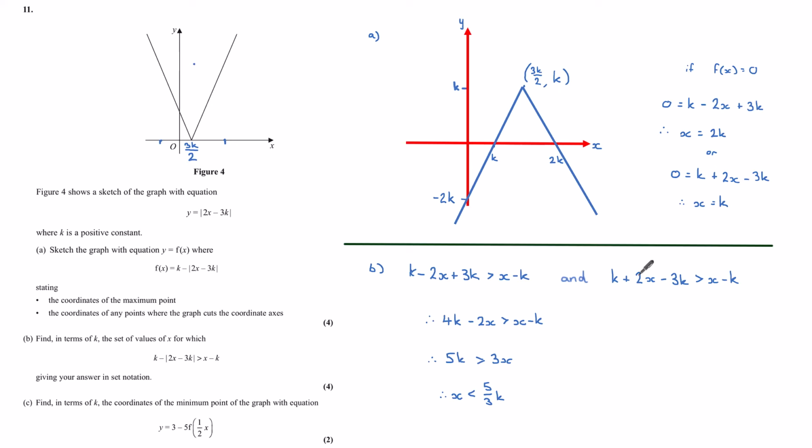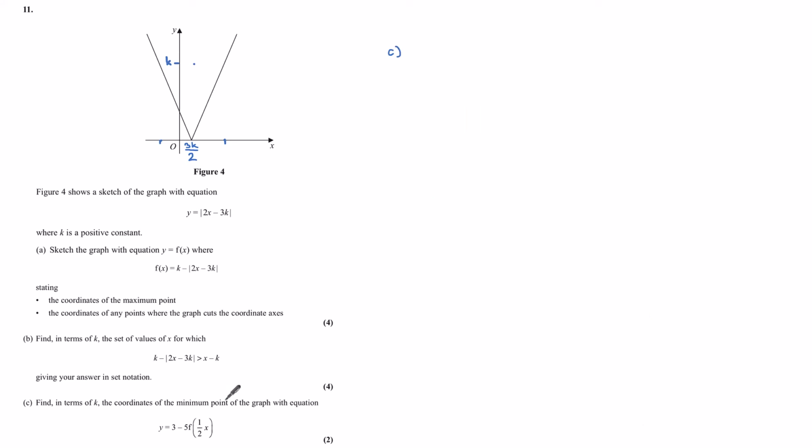Now looking at the other possible set of solutions, simplifying the left-hand side gives me 2x minus 2k is greater than x minus k. Now adding 2k and subtracting x gives me x is greater than k. And so my two sets of solutions are when x is greater than k and x is less than 5/3 k. And so in set notation, I've got x such that x is less than 5/3 k and x is greater than k.